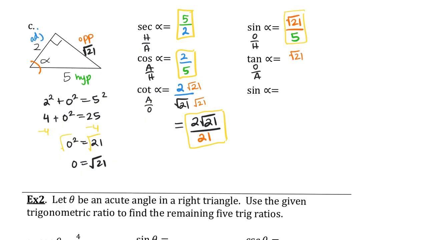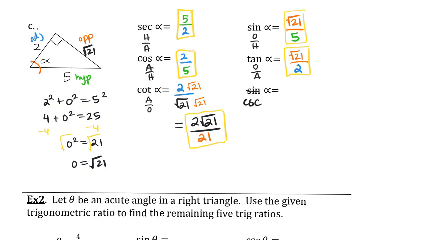Root 21 over 5. Is this fine? Oh, it's not over 5. It's over 2. Hold on. Is it fine now? Yeah, this is still fine. There's no square root on the bottom. Why do I have sine twice? What am I missing? Let's change this to cosecant.